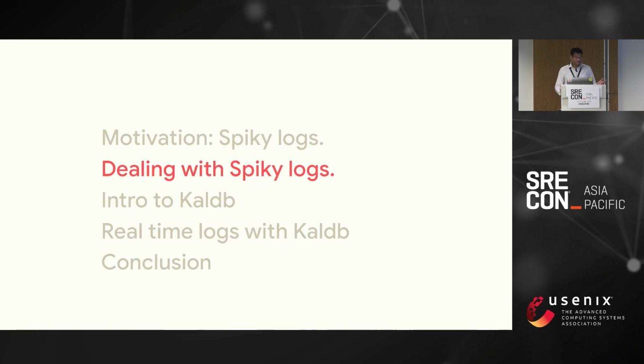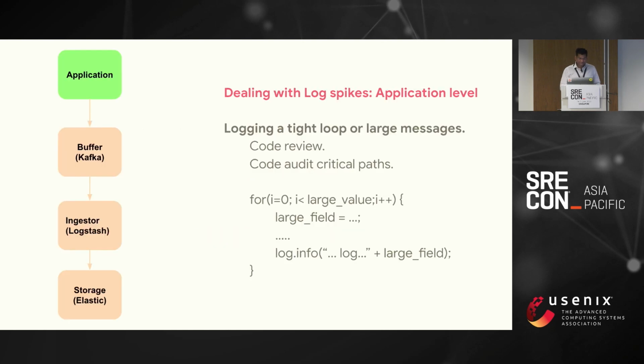So what do we do about these log spikes in this system? How do we handle them? Let's look at the application side. On the application level, things like logging in a tight loop or logging large messages are best caught during code review time. Here is a snippet of code where you are iterating over a large value and logging a large field, and you can identify these patterns in your code and catch them and fix them during code review time.